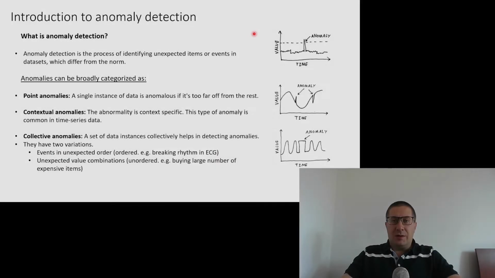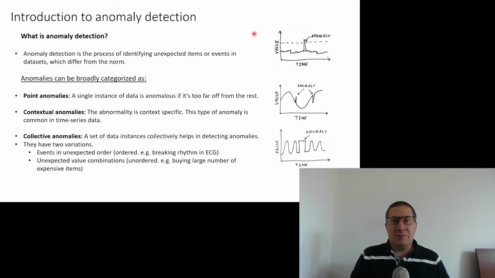Now we will assume that we are not able to name the failure. We are not looking for early symptoms of a particular failure. We are solving a more general task, just finding anomalies, finding values of parameters that do not fit what we would call a normal process behavior. So let's take a look at what anomaly detection is. Anomaly detection is the process of identifying unexpected items or events in the dataset, which differ from the norm.